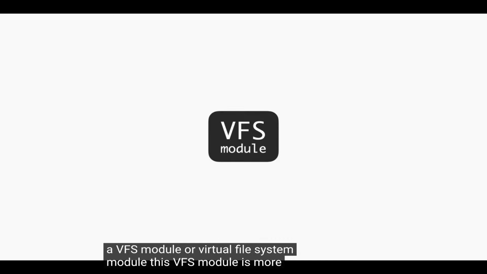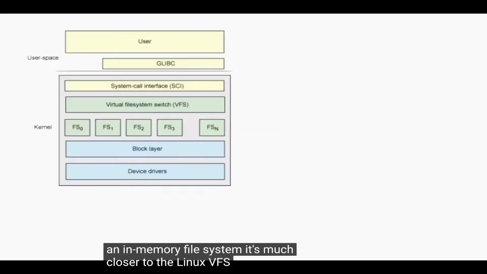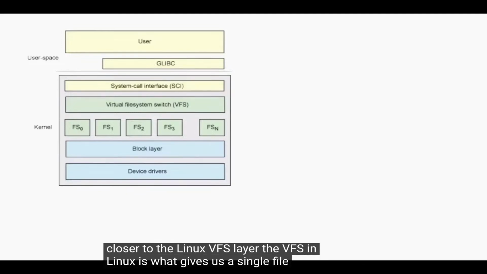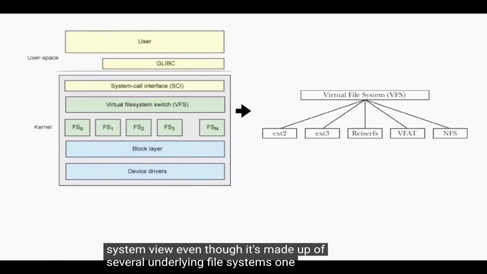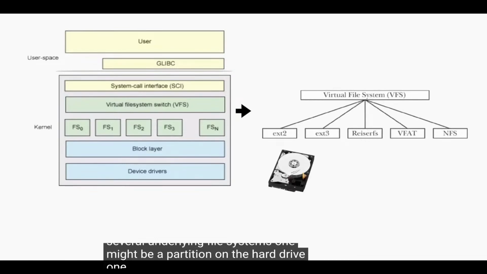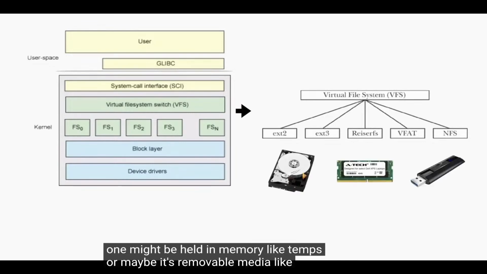The heart of Wanix now is a VFS module, or Virtual File System module. This VFS module is more than just an in-memory file system. It's much closer to the Linux VFS layer. The VFS in Linux is what gives us a single file system view, even though it's made up of several underlying file systems. One might be a partition on the hard drive, one might be held in memory like tmpfs, or maybe it's removable media like a USB stick.